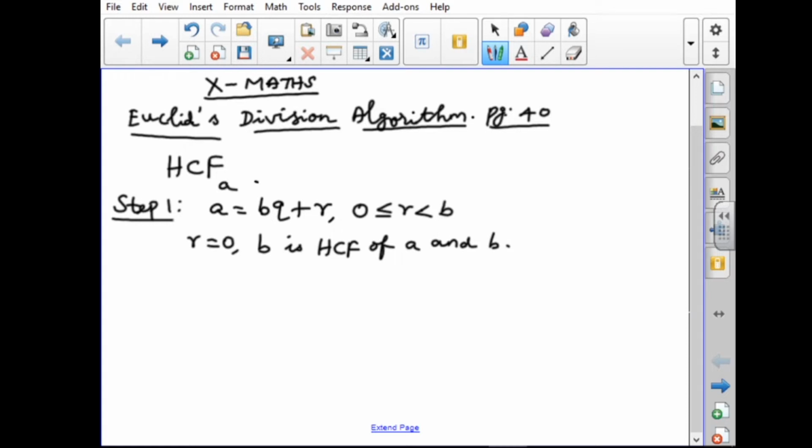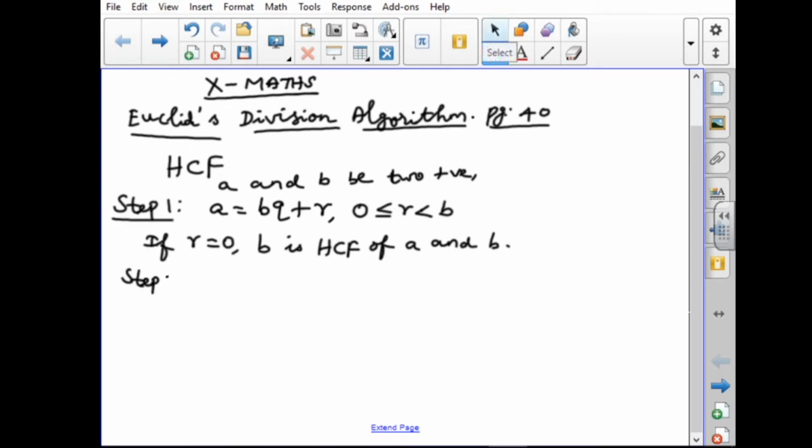Let A and B be two positive integers. We have to take it like that. Then we have to use the Euclid's division lemma A equal to BQ plus R, where R lies between 0 less than or equal to R less than B. Suppose R is 0, then B is the HCF of A and B, if R equal to 0.